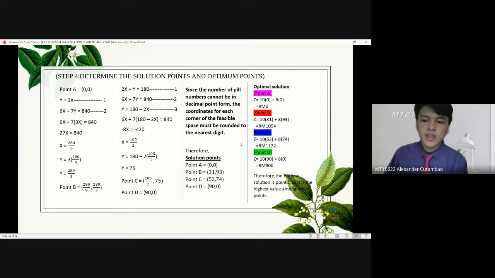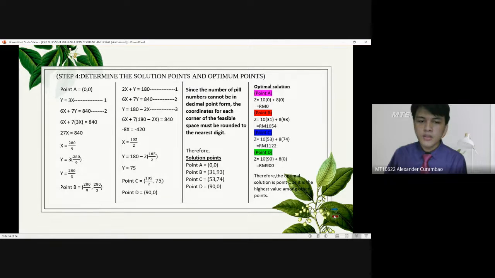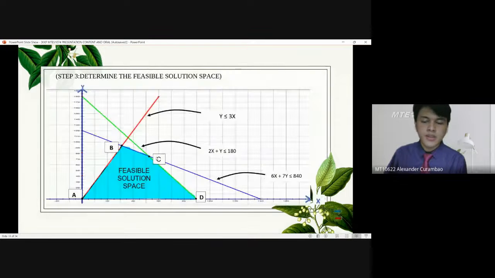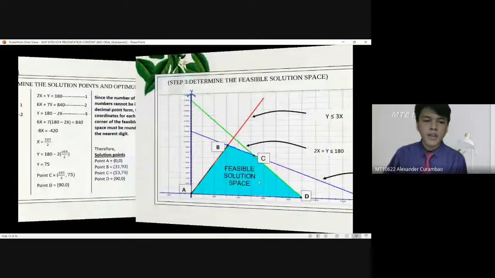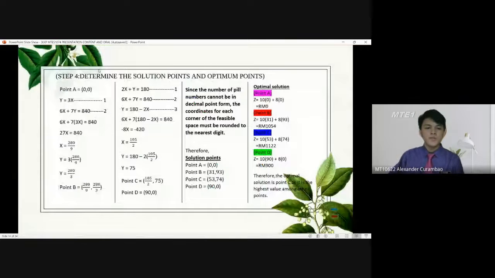Okay, the point C is here, the intersection between the blue line and the green line. So we can also use simultaneous equations. The first equation says 2x plus y equals 180. The second equation is 6x plus 7y equals 840. So there is a third equation.